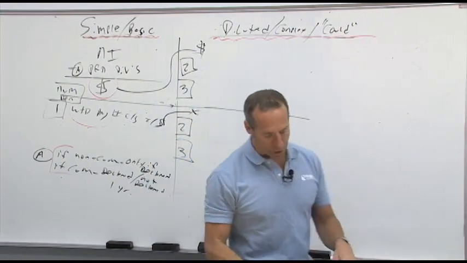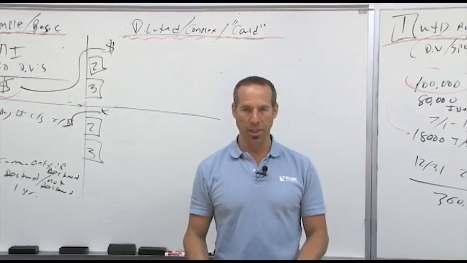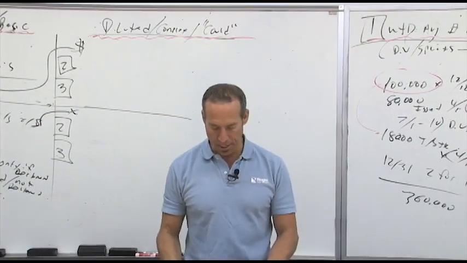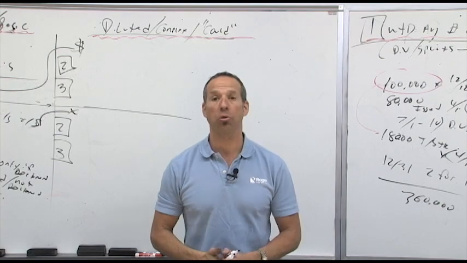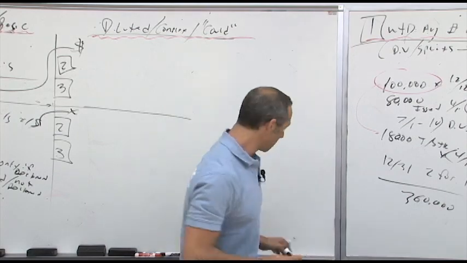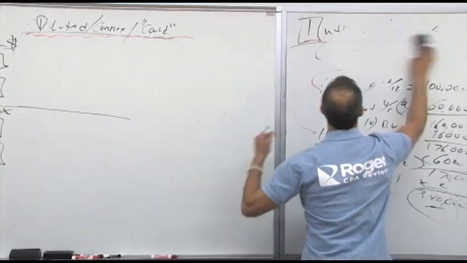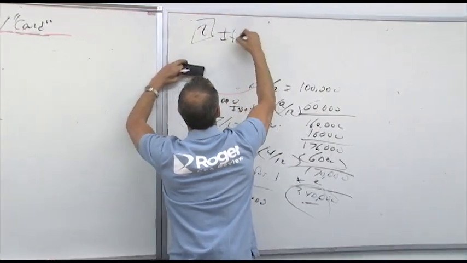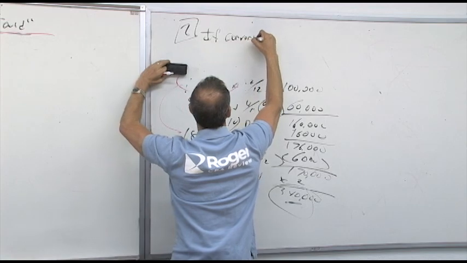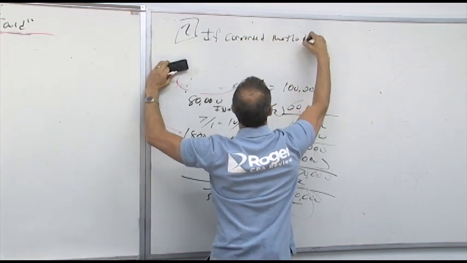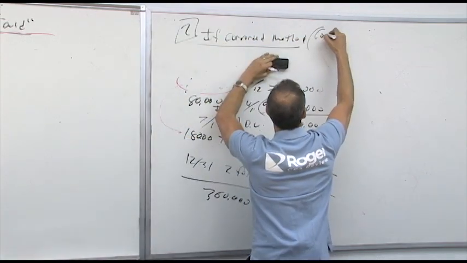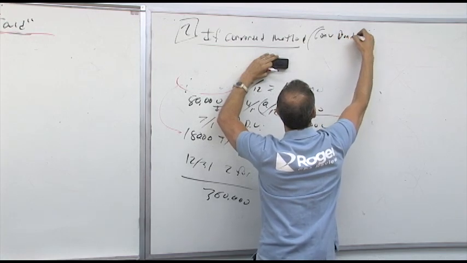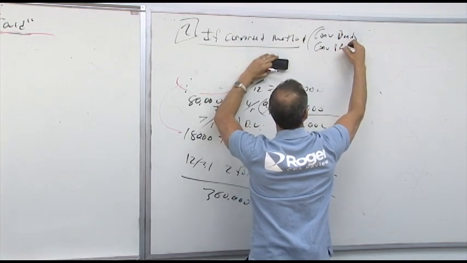All right, now, number 2 is called the if converted method. And the if converted method is for convertible preferred stock and convertible bonds. So let's start up here, number 2, with the if converted method. And again, the if converted method is for convertible bonds and convertible preferred stock.